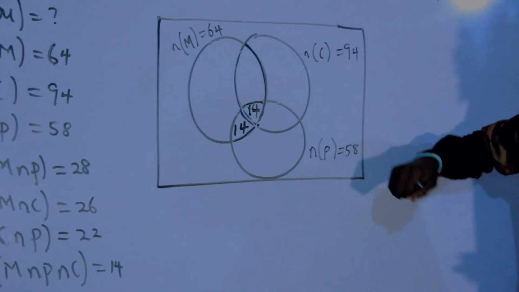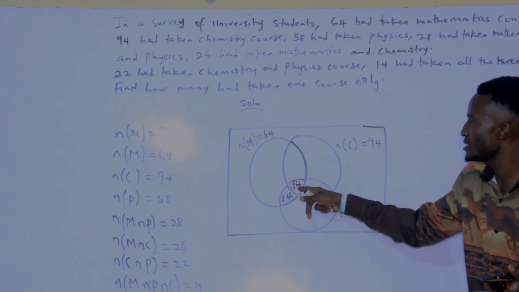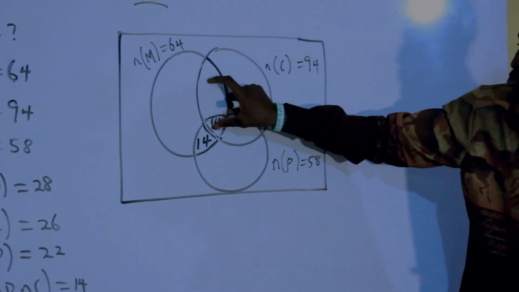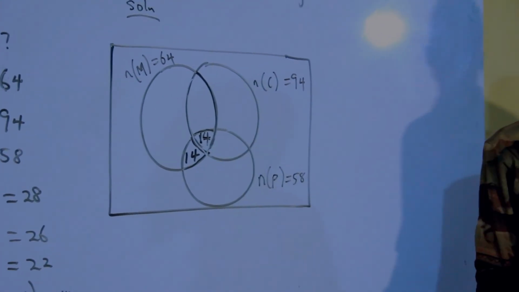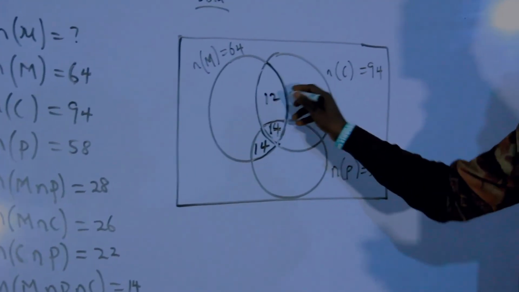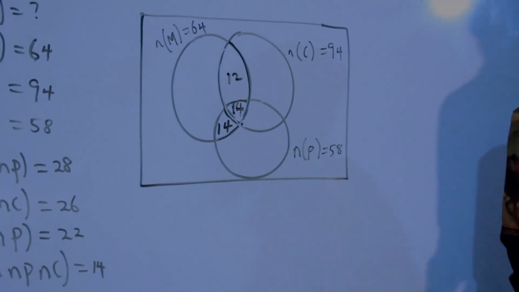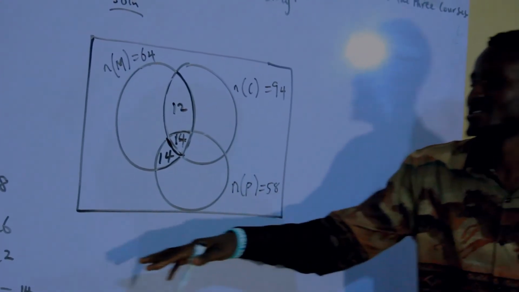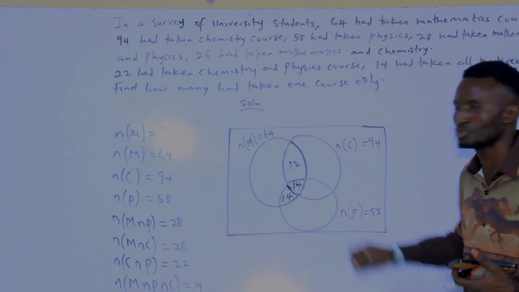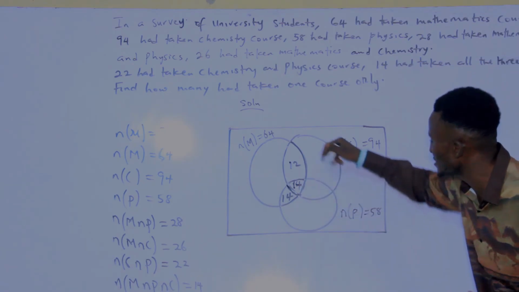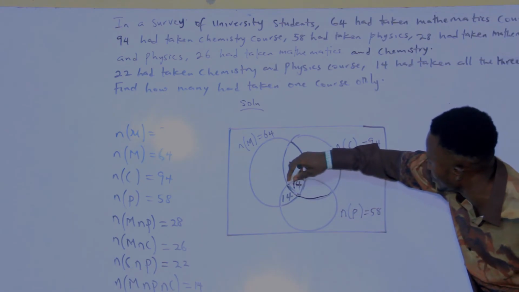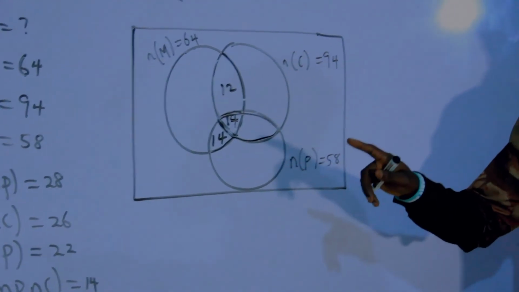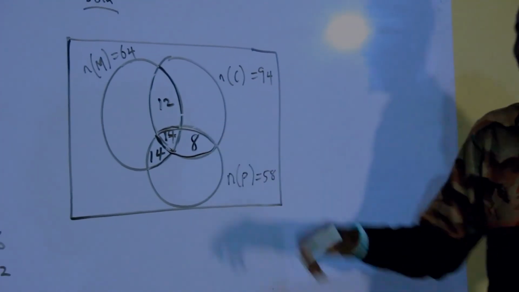For me to know this place, I will have to remove the one we have known from the total circle of this space. So that will be all this space, which is 26, minus this 14 here. 26 minus 14 is equal to 12. Then if you come to this space, they said chemistry and physics. Chemistry and physics is 22. This is where the chemistry and the physics intersect. So this side is equal to 22, and to know this space, that will be 22 minus 14, which is equal to 8.